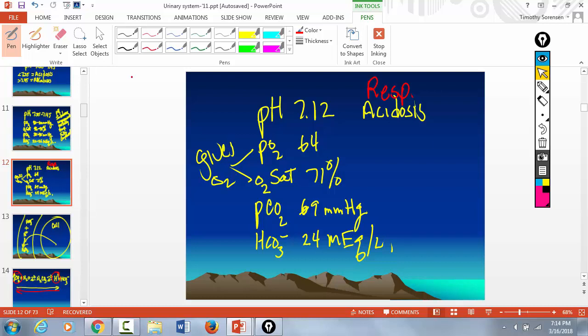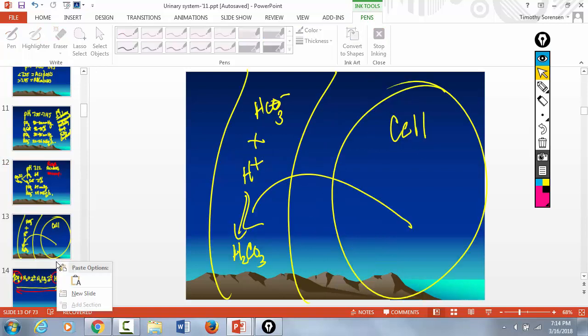Have the kidneys caught on? Look again. Is the bicarbonate within normal limits? Yes. So the kidneys have not caught on yet. So this is an uncompensated respiratory acidosis. How many people see this? You see it? Yes? Okay. I'm going to give you one.